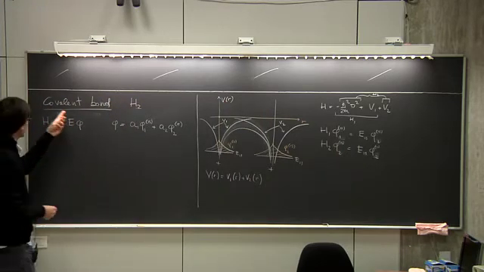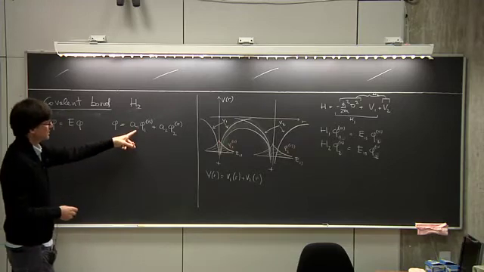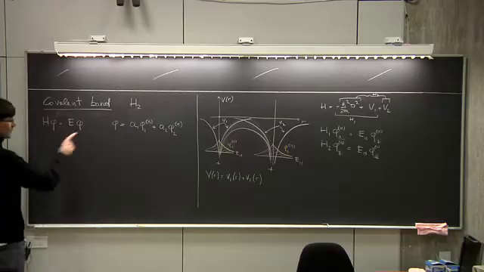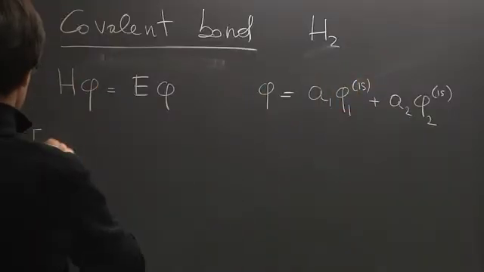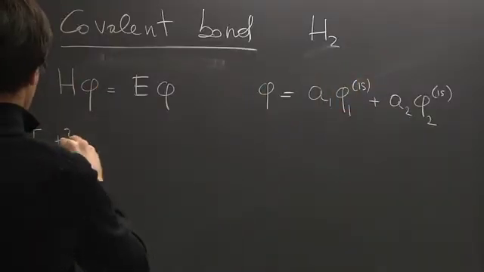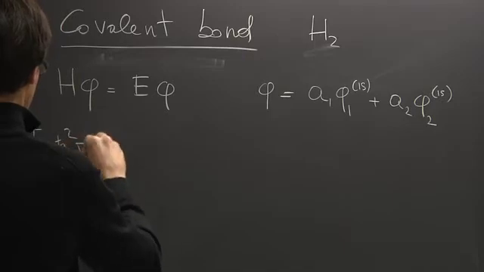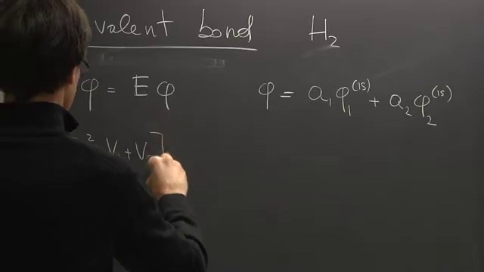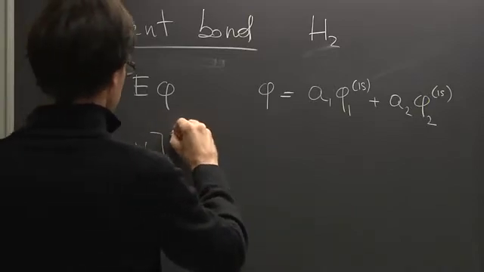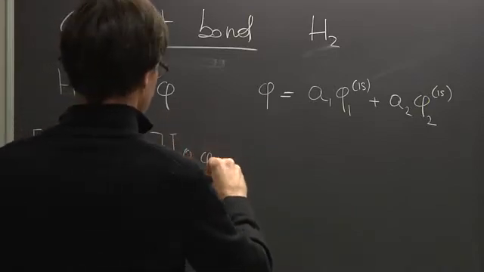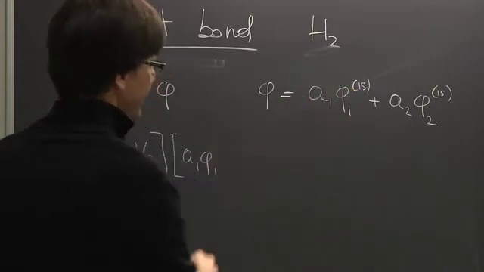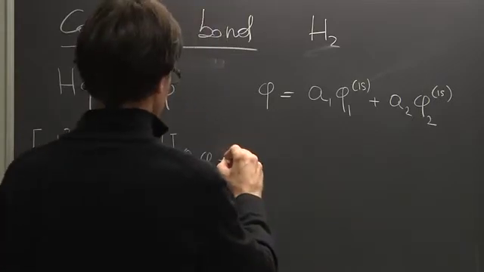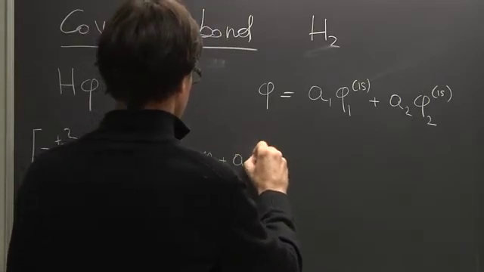Let me try to solve this problem by explicitly using this expression for phi. So H is written there, plus V1 plus V2, acting on phi. Let me drop the 1s index for simplicity, just for clarity.